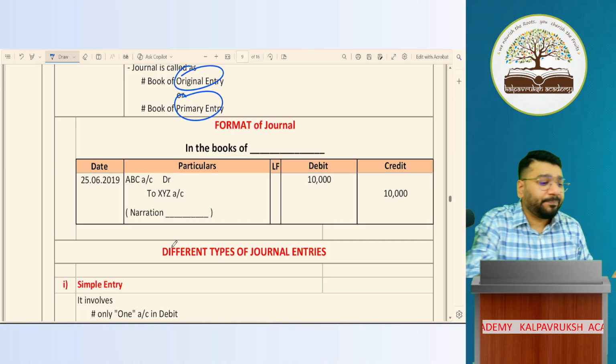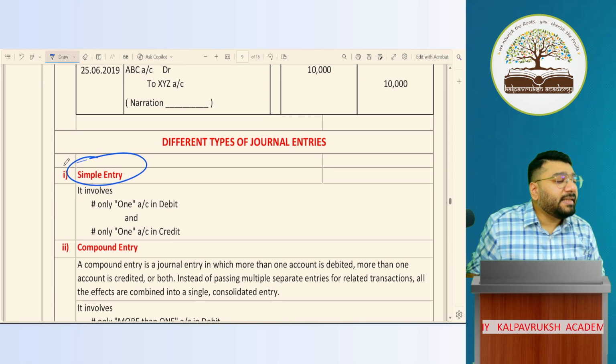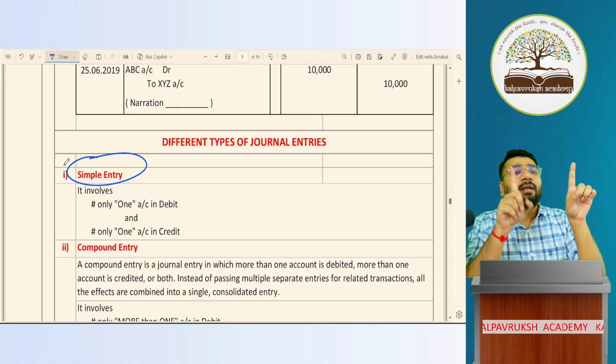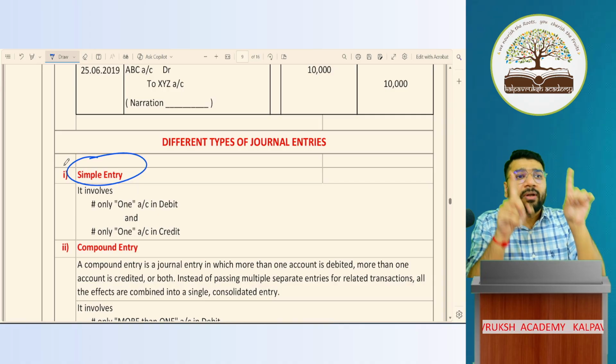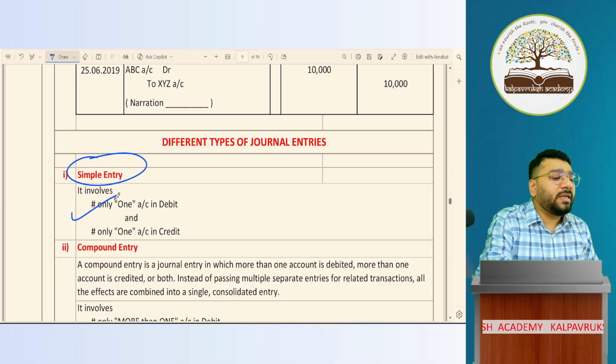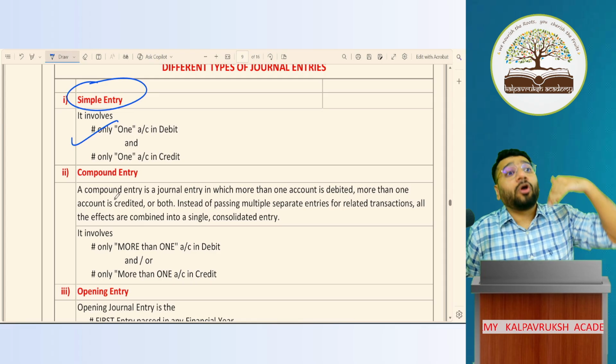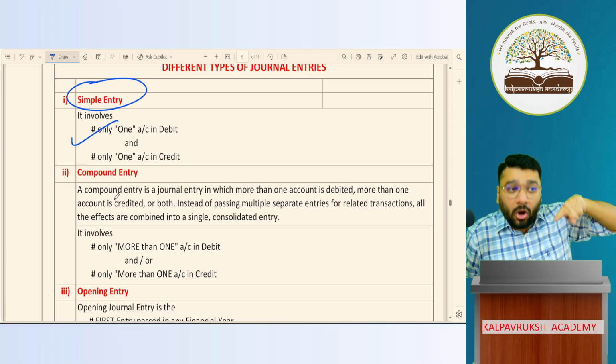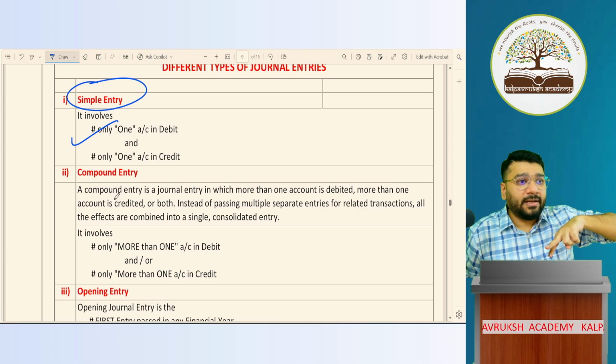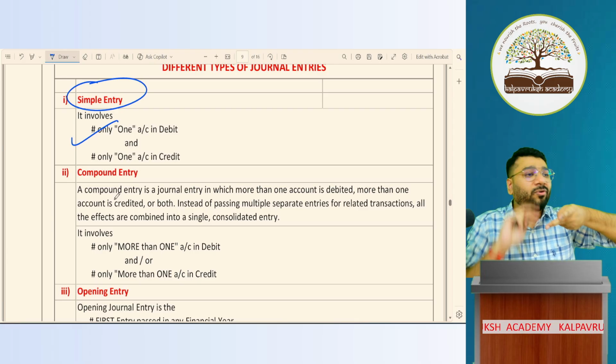No problem. Okay. What is simple entry? In simple journal entry, there is only one debit and one credit. There's only one debit account and one credit account. That's all. What is compound journal entry? You have one or more accounts in debit, or one or more accounts in credit, or in both we'll have one or more debit and credit.